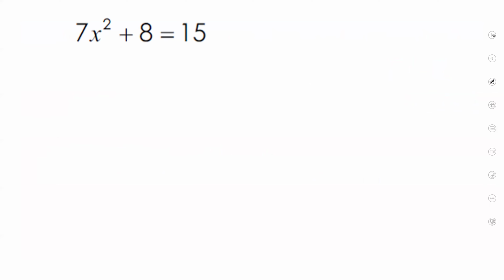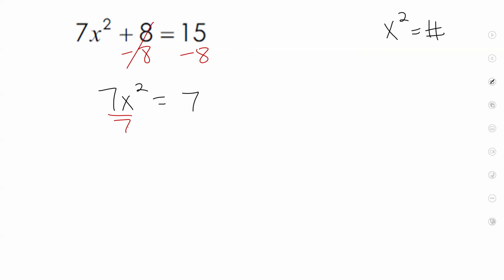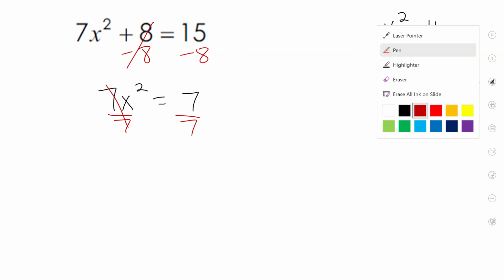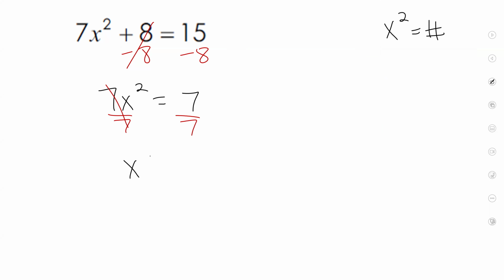Let's do this first example. We want it to look like this: x squared equals a number. So what should I do first? Yep, we're going to subtract 8. So I get 7x squared equals 7. Okay, what do I do now? Good, divide by 7. So I have x squared equals 1. Now I'm in this format.